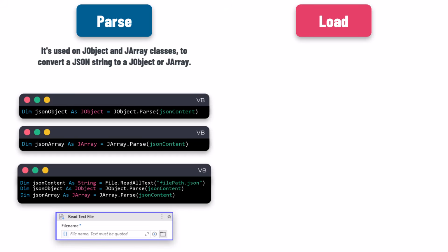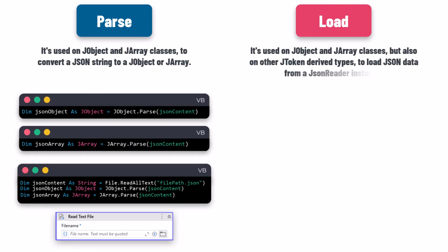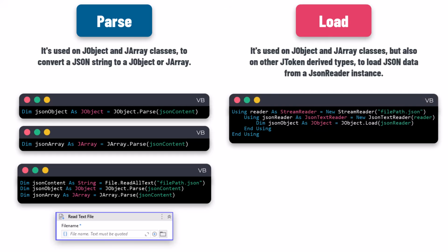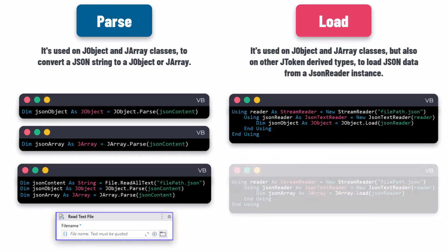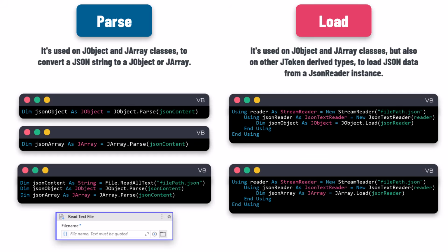Let's move on to the next method, load. It's used on JObject and JArray classes, but also on other JToken-derived types, to load JSON data from a JSON reader instance. It's handy when reading JSON data progressively from streams. Load method can be used in this way. First I defined a stream reader and used it to read the file content. After that I use load method to get the content as JObject. I can do the same to get the content as JArray, in case the file content represents an array. This is how to use load method.